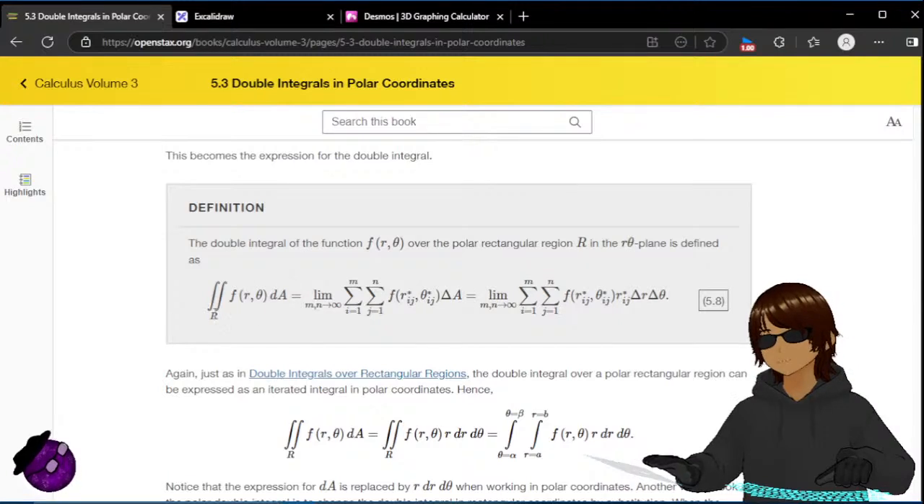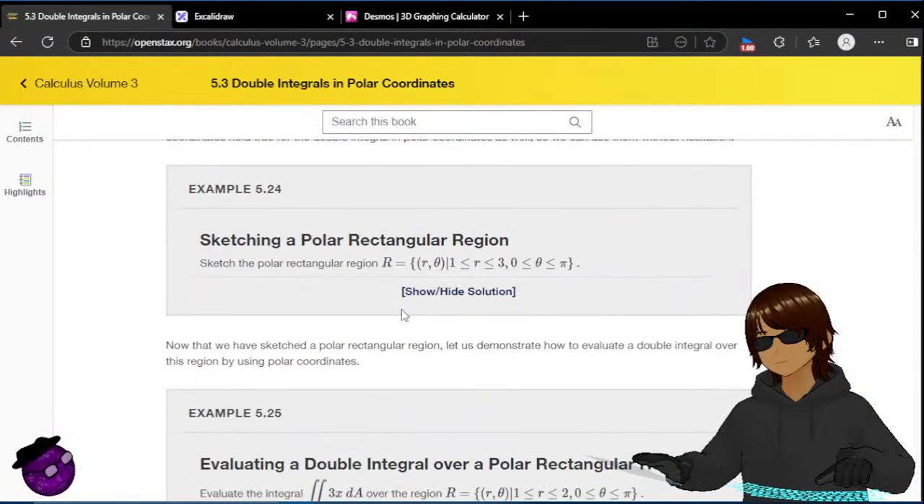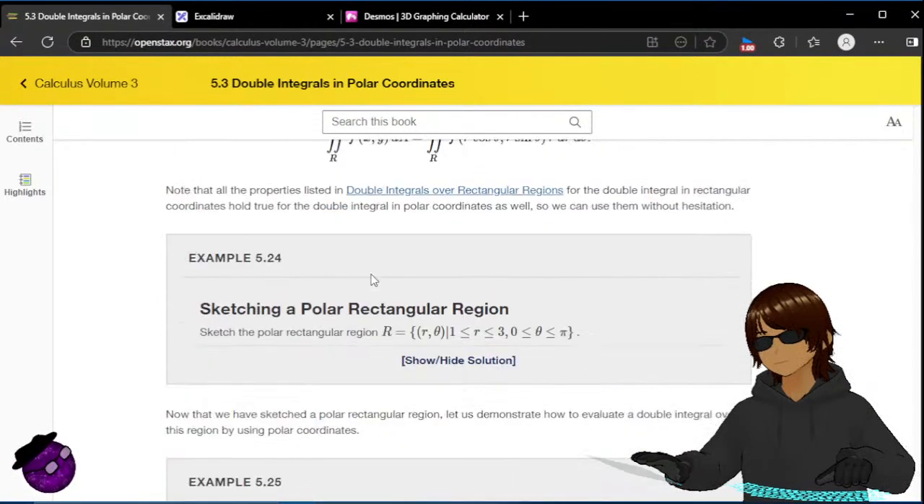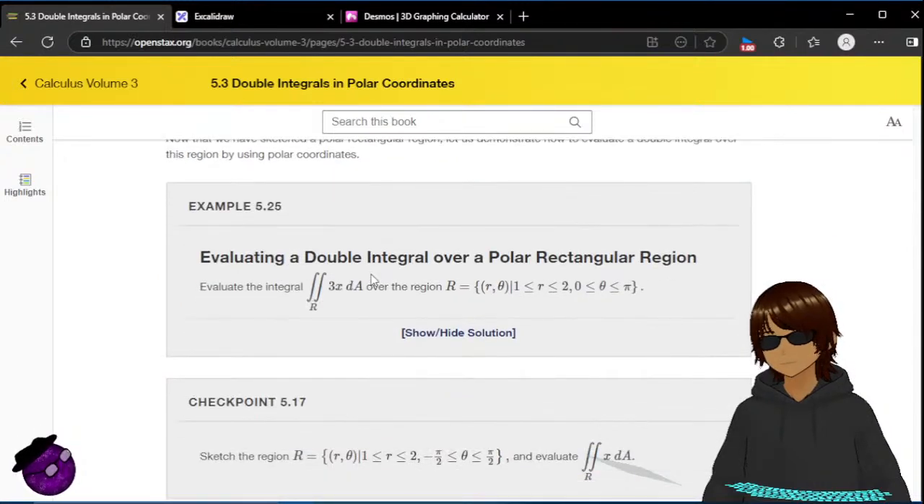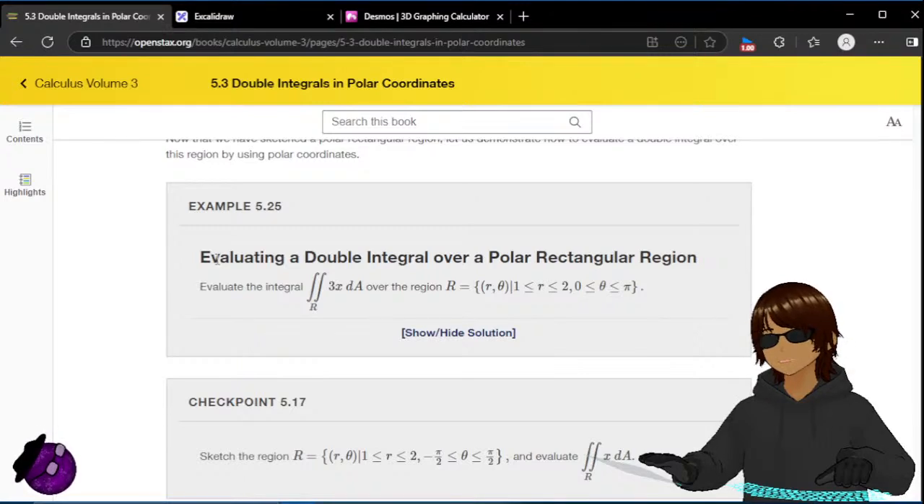Summarizing, we end up with the integral of this, by definition, it is this. And m and n go towards infinity. Evaluating a double integral over a polar rectangular region.